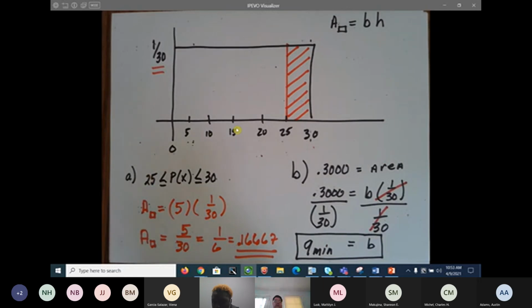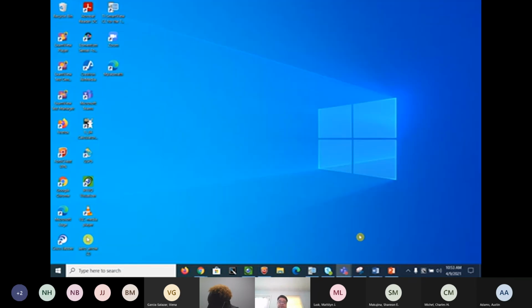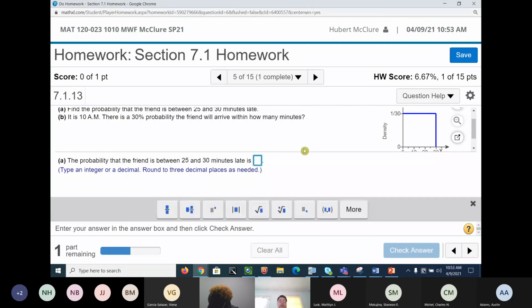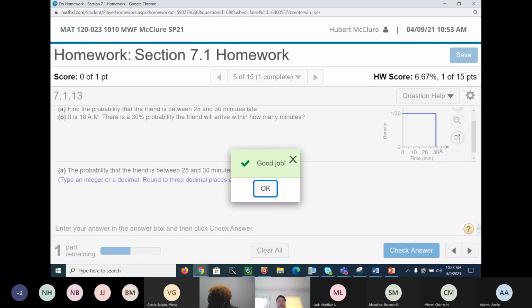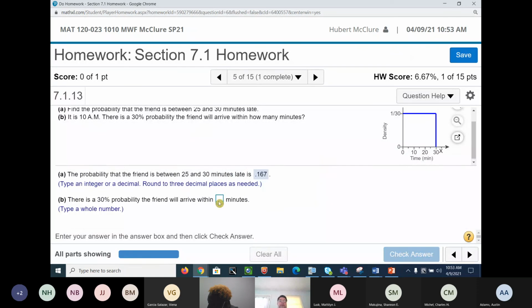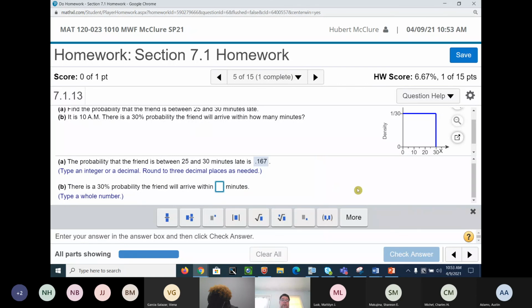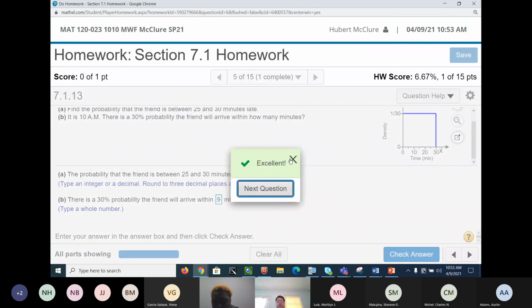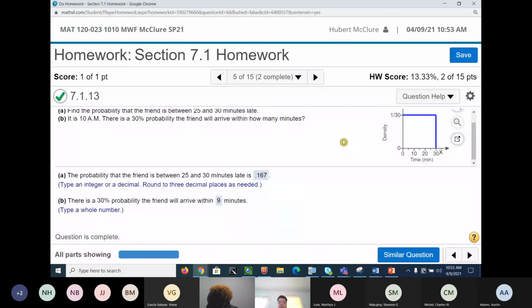So that means if everybody's going to meet at 10 o'clock, what time is Butthead going to get there? 10:09. 10:09. So it says round to 3 decimal places, so that's going to be 0.167. And 9 minutes. And you feel good about yourself.